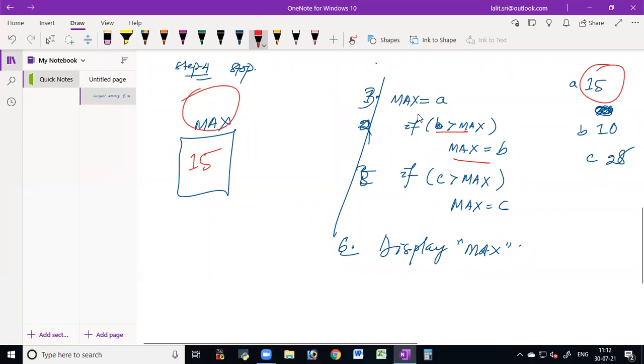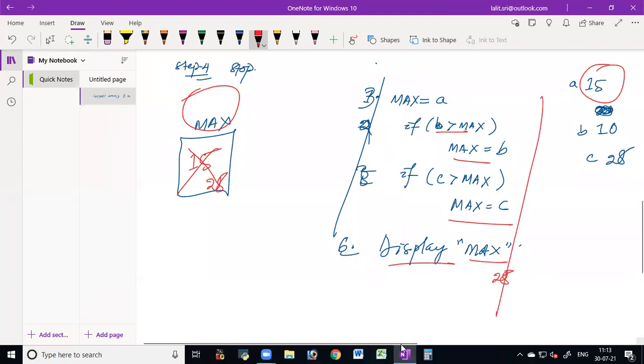No. So if 10 is not greater than max, can I put 10 here? No. So the max value remains 15, the value of A. Then go to next step. If C is greater than max, 28 is greater than 15. Yes, then make max the value of C, 28. Finally, display the value of max, that is 28.